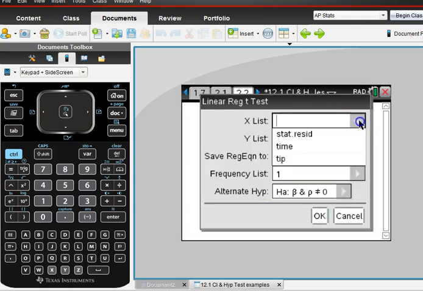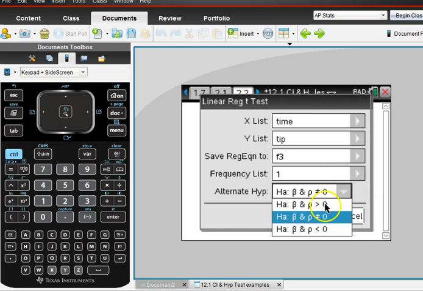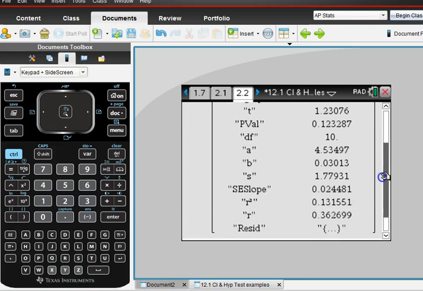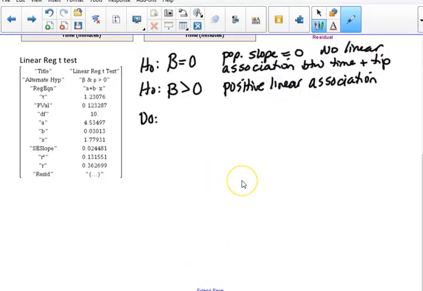And I'm going to enter my X list, which is time, my Y list, which is tip, and my alternate hypothesis, which is that beta is greater than 0. The other symbol represents the y-intercept in case you also want to do a significance test on the y-intercept, but we don't do that usually in the statistics class for AP Stats. So here's all of our values, and these are the same ones you should see on the notes paper. So I'm going to go back to the notes paper, and we're going to just talk about these numbers now. So that's where you get these numbers from.